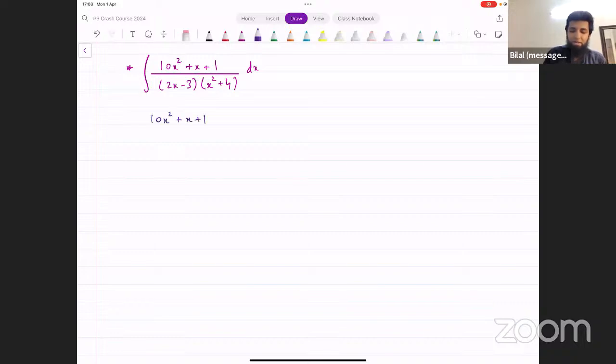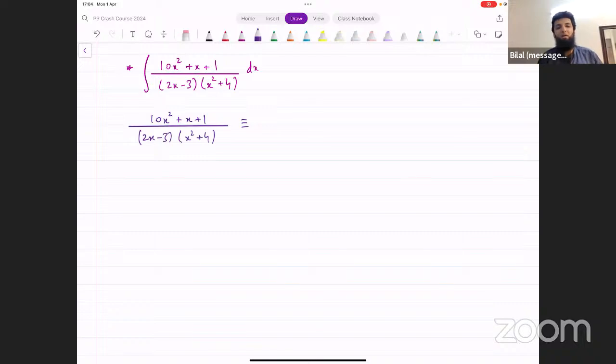10x squared plus x plus 1 divided by 2x minus 3 into x squared plus 4. Now, this is an actual exam question, okay? I think it was like 7-8 marks or something. So it's going to take some time because it requires you to do partial fractions as well. Now, let's find the partial fractions. What's this form? It's a proper fraction, first of all, right?